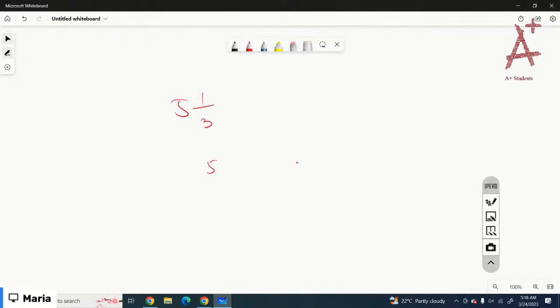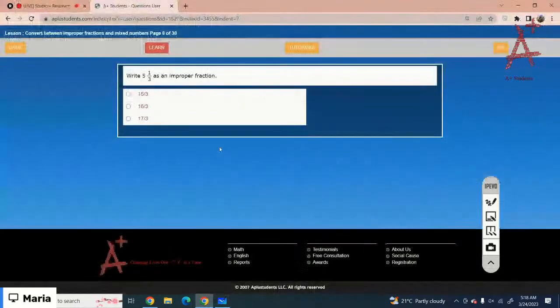So just multiply and divide it by the denominator. Got it? It would be 5 times 3 is 15 and 3 times 1 is 3. Got it? Just add now 1 over 3. It would be 15 over 3 plus 1 over 3 equals 16 over 3. So the correct option is 16 over 3. Got it? So it is 16 over 3.